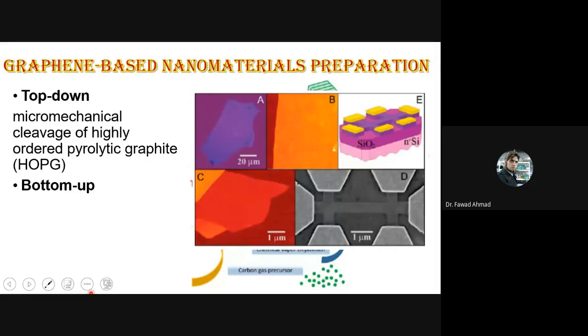And then this reduction, that is the last stage, where we can remove that oxygen from there, can be done by a thermal process, or by a chemical process, or by a hydrothermal process, or by a solvothermal process, or by any photoreduction process. So these are the different mechanisms by which you can remove the oxygen from there.